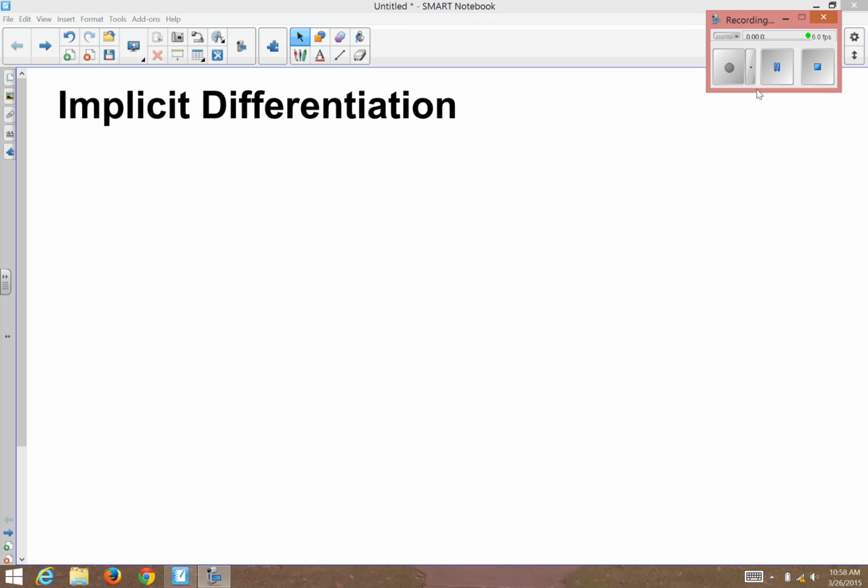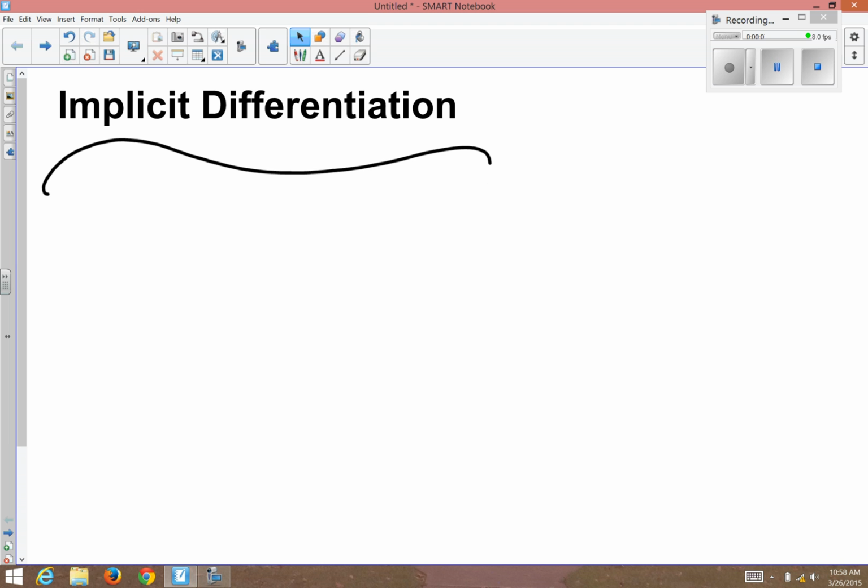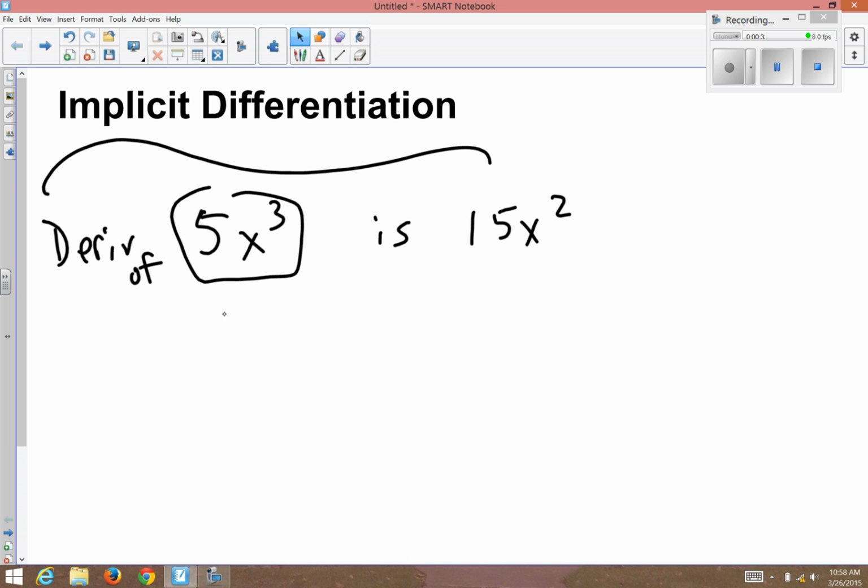This section is called implicit differentiation. When we say something like the derivative of 5x to the third is 15x squared, we're actually skipping the chain rule, because here's how we really find the derivative of 5x to the third.